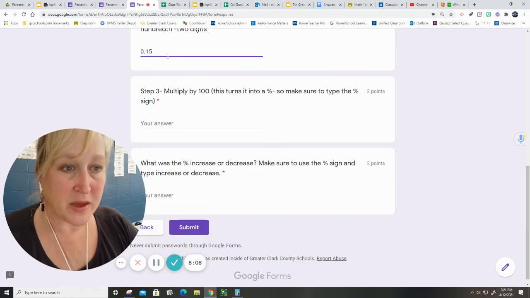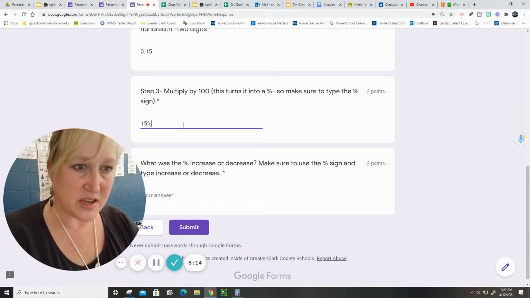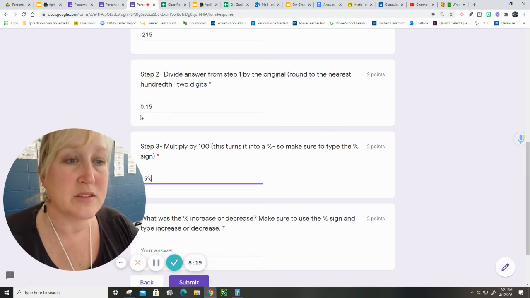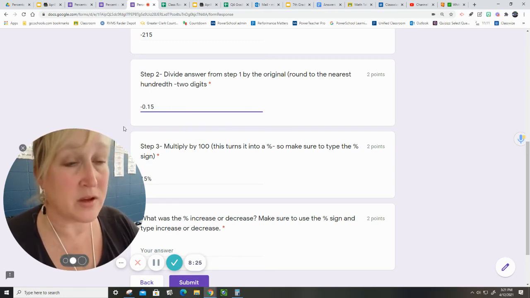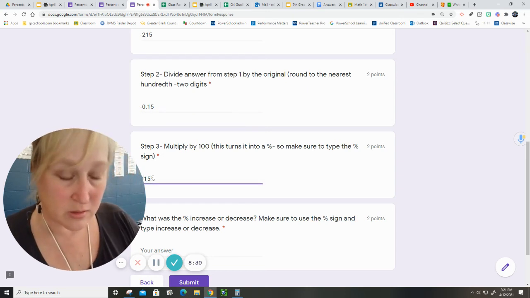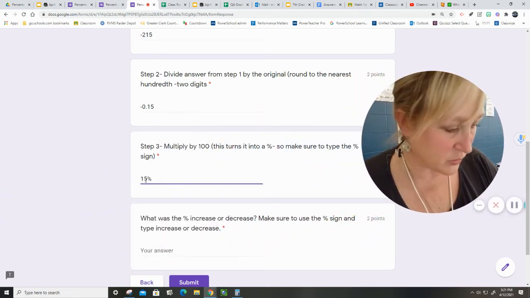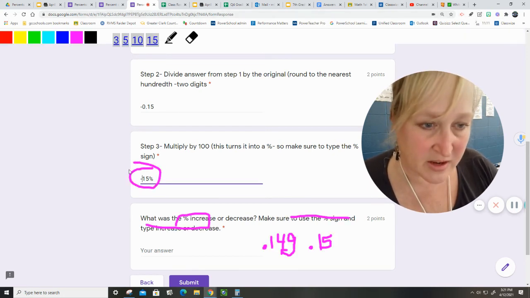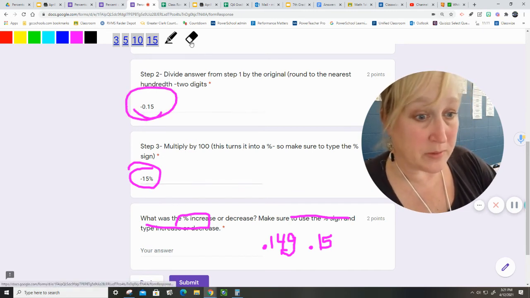0.15. Step 3, multiply this by 100. That turns it into a percent. So I know that by now. It is 15%. And I have to think about whether or not it was negative. Oh, okay, so this one was negative. So I have to put the negative in front of the 15. Of the decimal 15, I also need to put a negative in front of the, well, I can't see it. Move the face. I have to put a negative here as well. So what I'm showing you is that I made this negative 15 and I made this negative 15. Make sure you got that part.